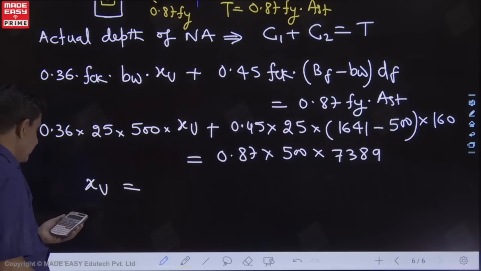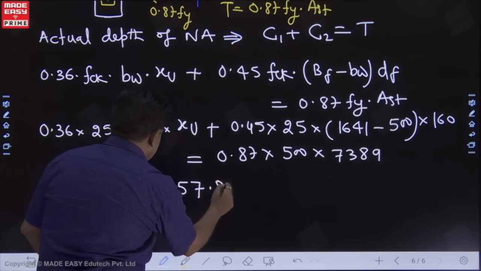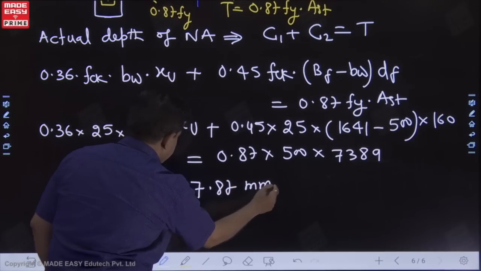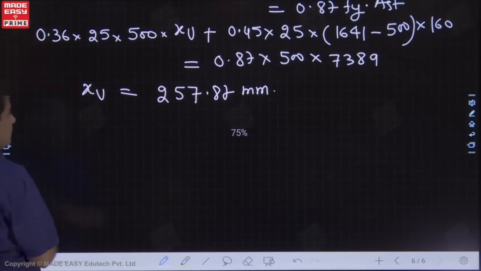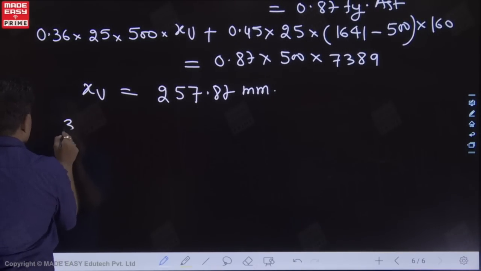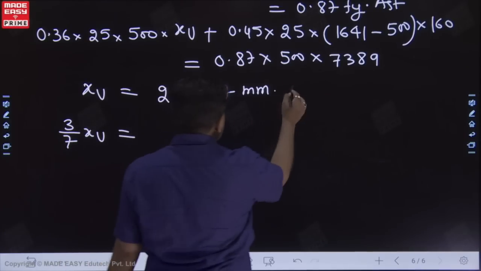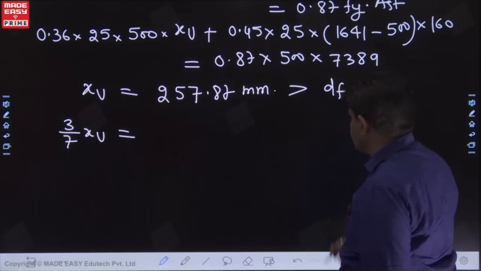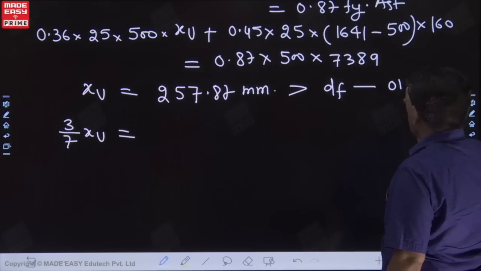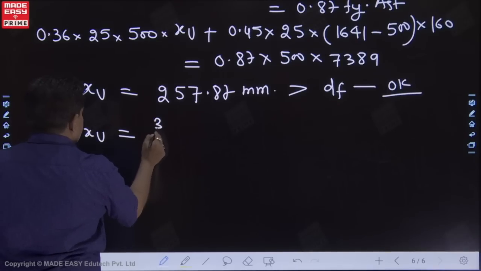See, the value I am getting is 257.87 mm. Now let's check the condition. Here itself I will solve the second case. What is 3 by 7 xu? See, this value is coming more than Df. So your assumption's first part is okay. But what about the second part? 3 by 7 xu, calculate.